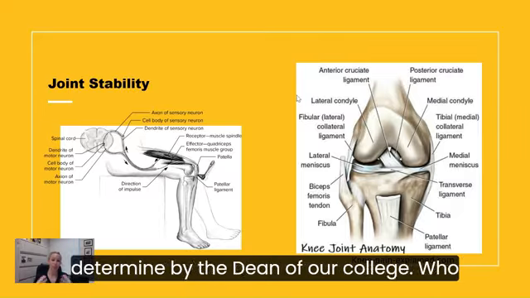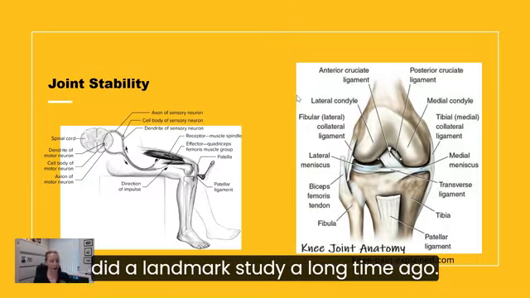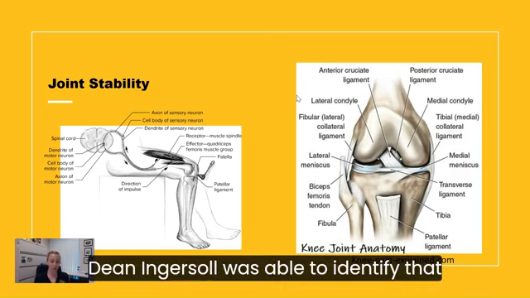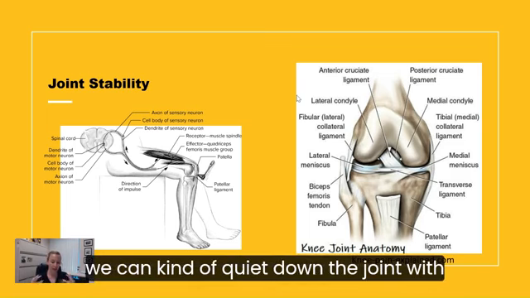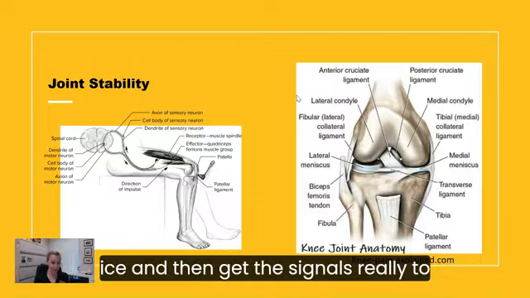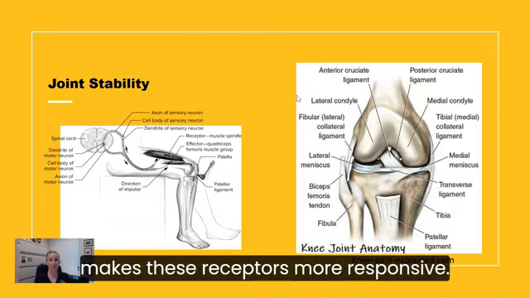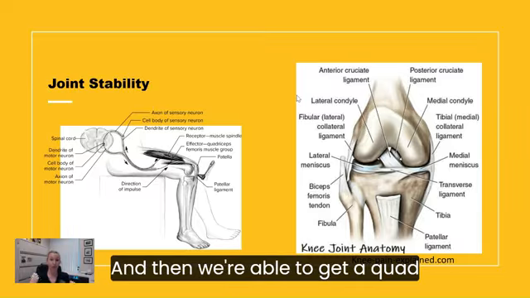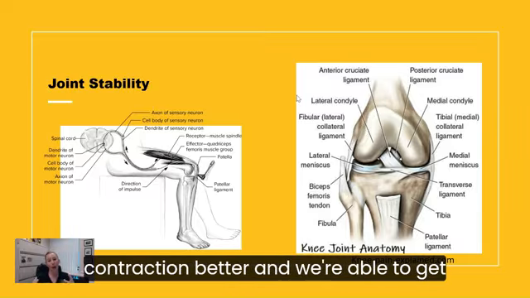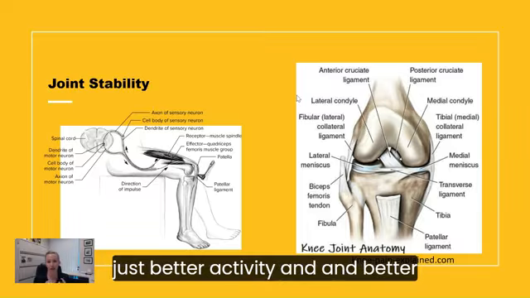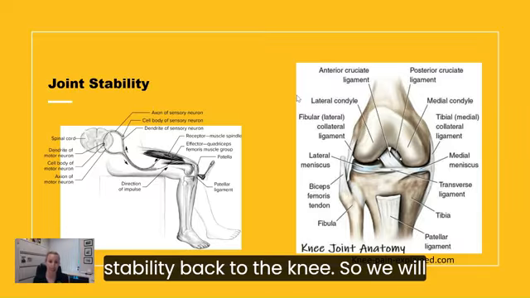We've also been able to determine, through a landmark study done a long time ago by the dean of our college, Dean Ingersoll, that we can quiet down the joint with ice so that the pain signals aren't coming in. That makes these receptors more responsive. Then we're able to get a quad contraction better, and we're able to get better activity and better stability back to the knee.